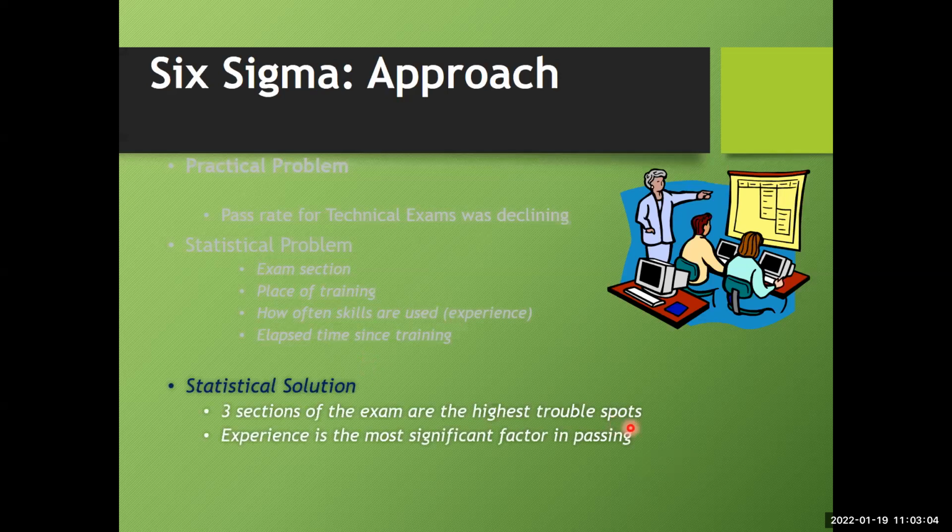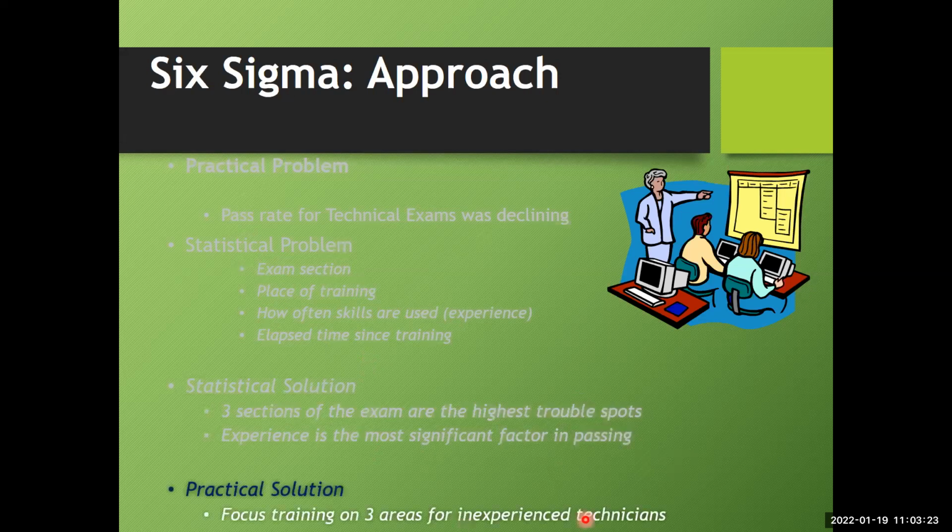If some exam section is the critical problem coming out after certain analysis, so the statistical solution: 3 exam sections are the highest trouble spots. Experience is the most significant factor in passing. If experience is there, they will deliver well to the students. Practical solution: focus training on 3 areas for inexperienced technicians. This is just an example.